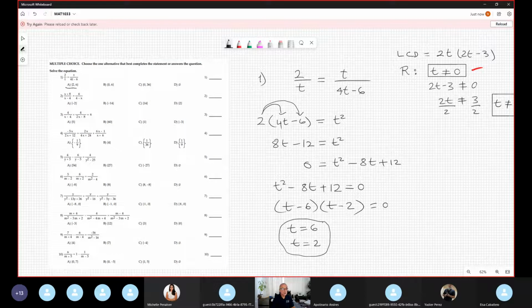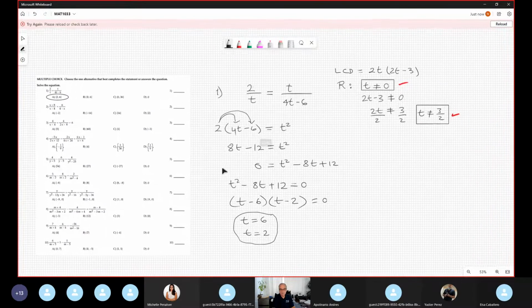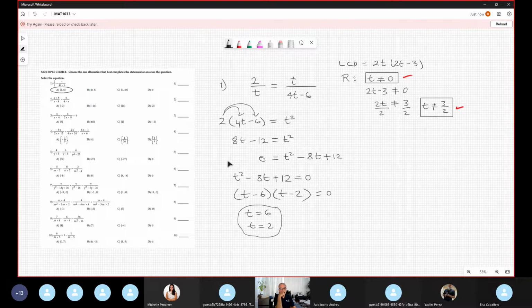There's no problem. The solution is 6 and 2, and you select option A. Do you understand this? Confusing or no? Answer me. This is a new kind. You need to be aware. It's a new kind of equation.